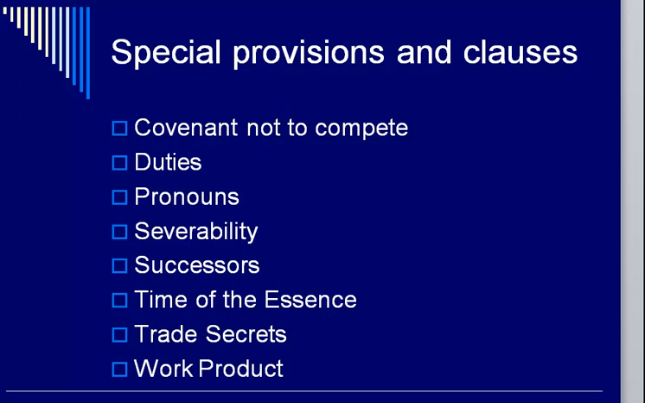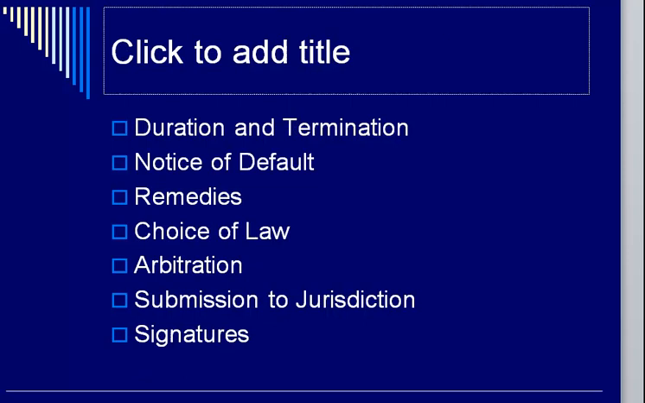Trade secrets is obvious. You use that when you have something you don't want the employee to share. Work product, that just specifies who owns various intellectual property rights that arise during the employment relationship.